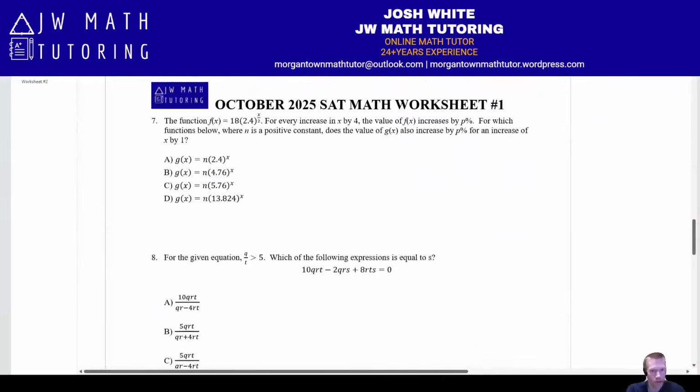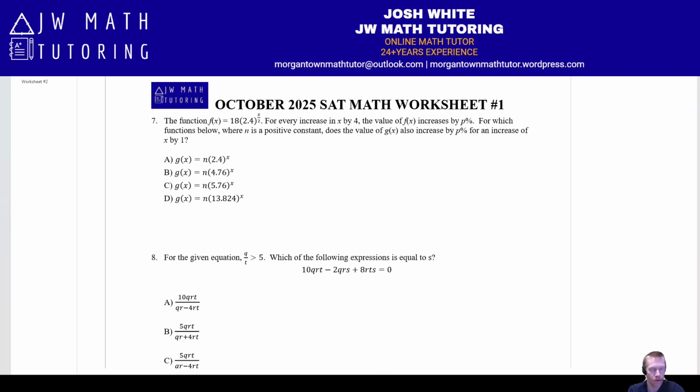All right, so now let's go to the top of the next page. Question number 7. Okay, so here you have an exponential function, and you're being told that every time you increase the x value by 4, the f of x, or y value, increases by, whatever, p%, by some value. The question wants to know, for all these various other functions below, which one of those shows this same increase amount when you increase the x value by only 1?